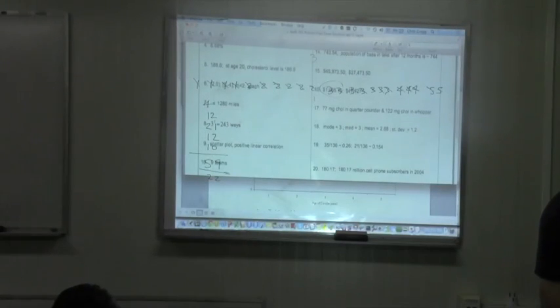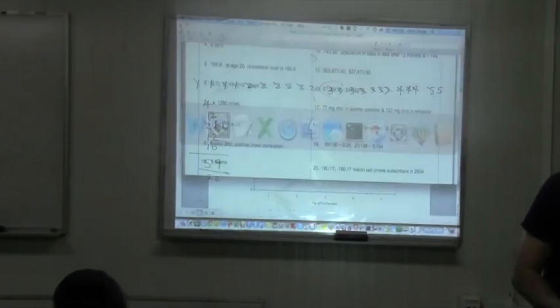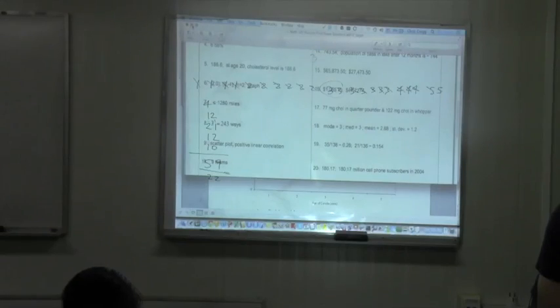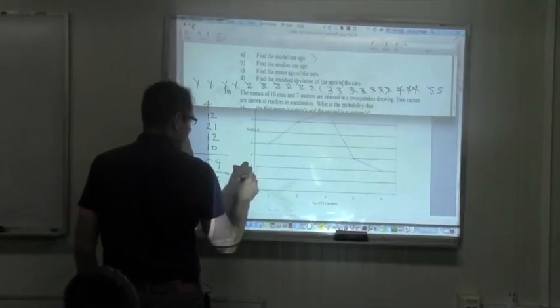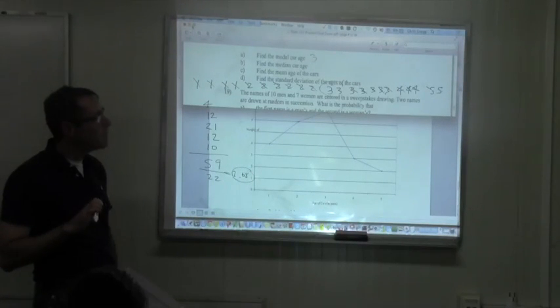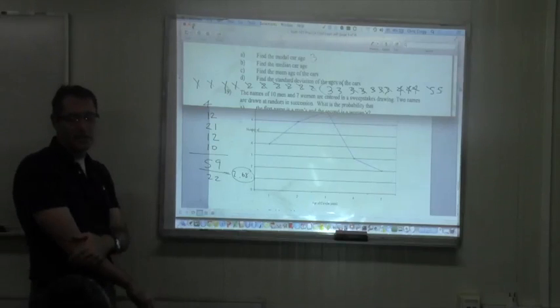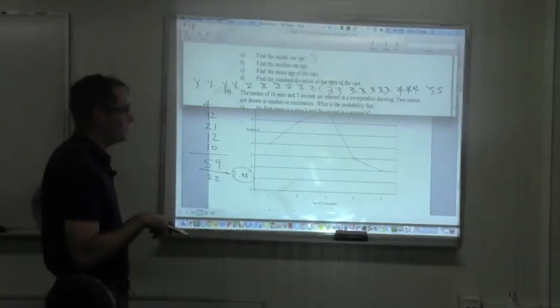See, does that make sense? 2.68. 59 divided by 22, 2.68 is your mean. And then it says find the standard deviation. Well, this is what we did 10 minutes ago, right?